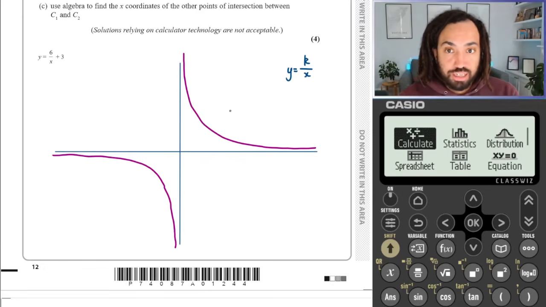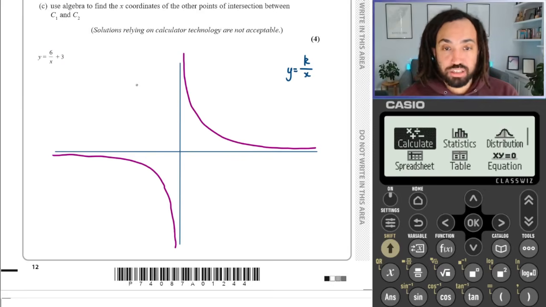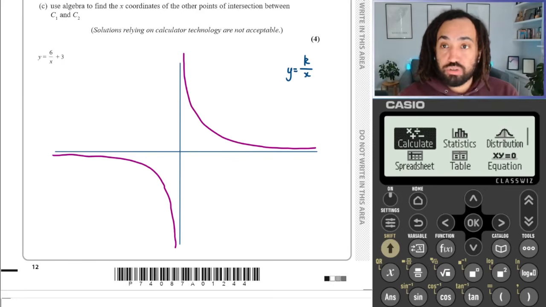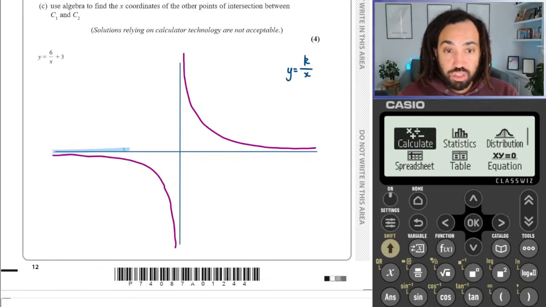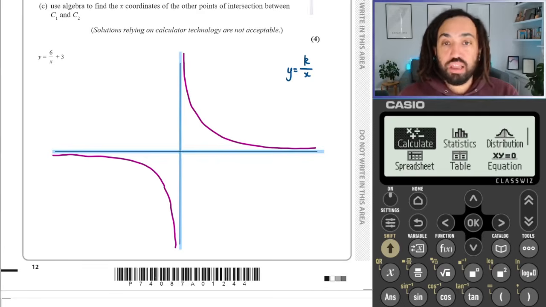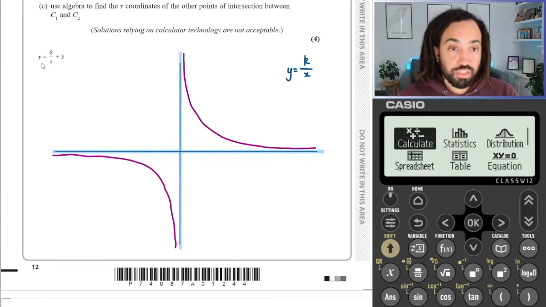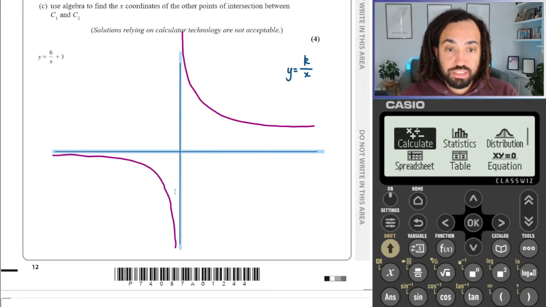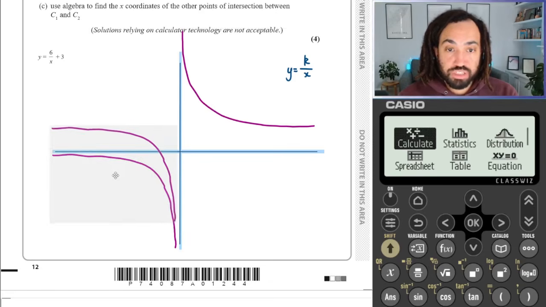Now, the 6 doesn't really change the shape of the graph, but the plus 3 does. That transforms the graph. At the moment, the asymptotes, the lines where the graph does not cross, are here and here. They're in fact the coordinate axes. But if we add 3 to the graph, it's going to transform the graph. So this is going to move up by 3, and this is also going to move up by 3. So the whole graph is going to be shifted up by 3, like so.